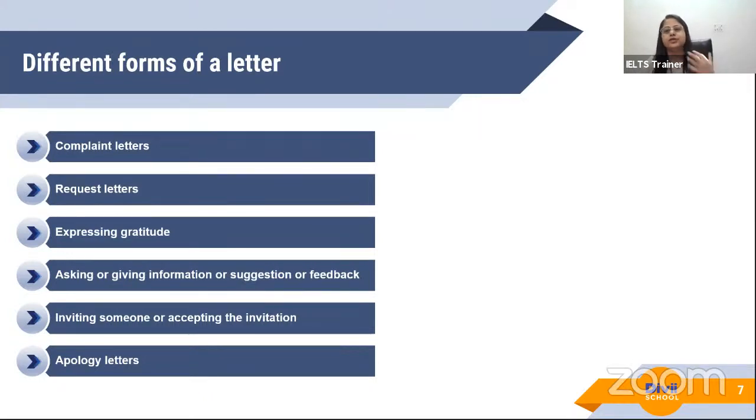Apology. Yes, of course, you are going to have an apology letter. You need to apologize to somebody, or you can get the apology of other people also. That will obviously decide, the content of the letter is going to decide what is to be written back.